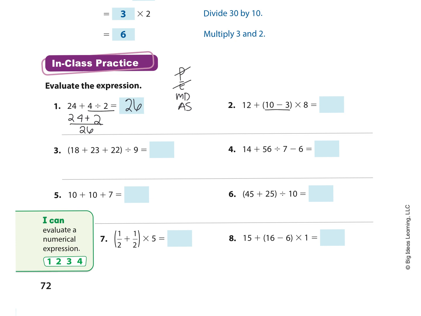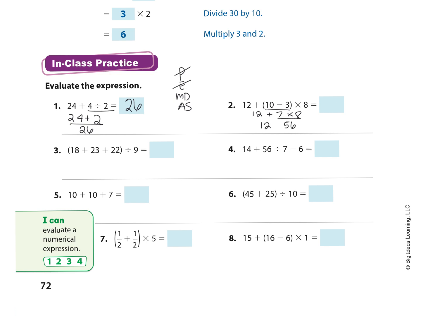The parentheses. What is 10 minus 3? 7. And then I'm going to bring everything down that I have not used yet. So I'm going to bring 12 and the plus sign and then the times 8. Notice how all I've done is replace what the parentheses equals. Everybody with me so far? Yes. Okay, so then what do I do, add? I multiply. Good. So 7 times 8 is 56.